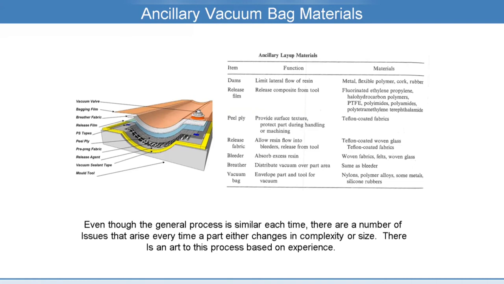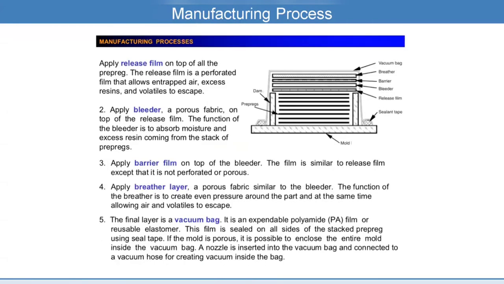Even though the general process I'm showing is similar each time, there are a number of issues that arise every time a part either changes in complexity or size. So there is an art to this process. It's just like when you make a cake or you make food in the oven. There are many ingredients, but every time somebody makes it, it's going to be different. And so that's why it's so important that the process be certified, that it be consistent, okay?